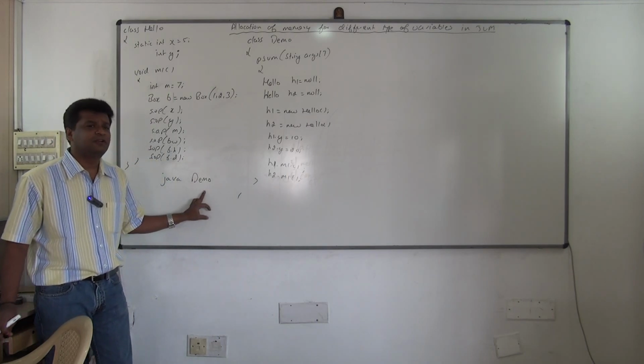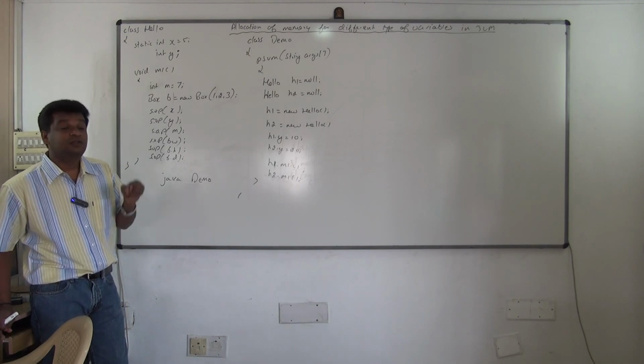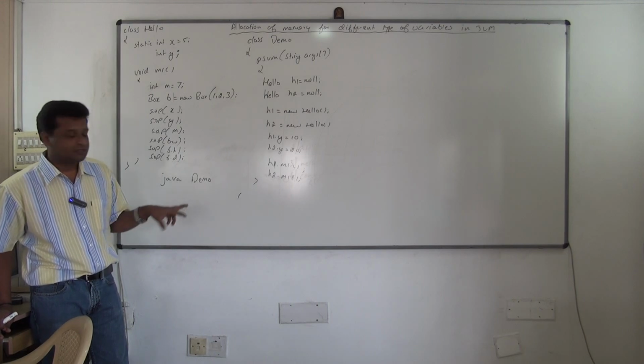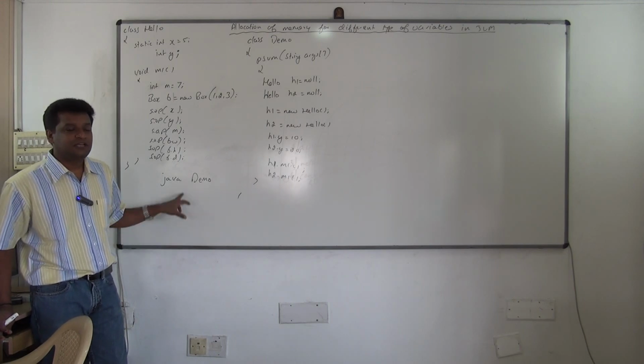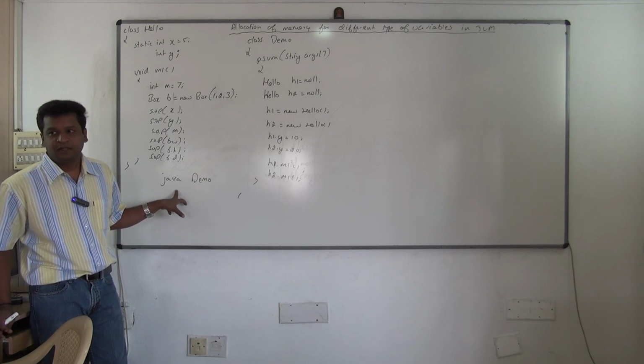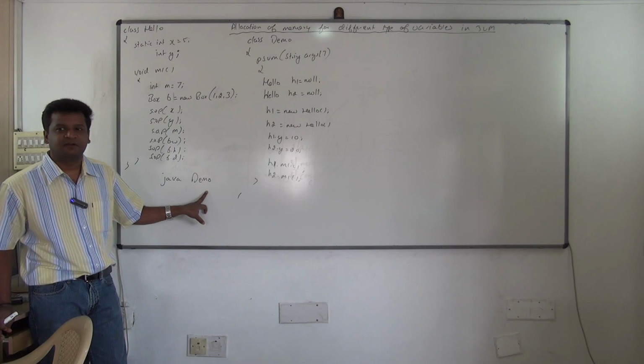So the first class will be loaded now. Which class will you load first? Among all the classes, you will pick the class which has the main method. So you'll write Java Demo. Java is a command. What will this command do? It starts the JVM. After starting the JVM, it will load Demo.class into the JVM. If this class is found, it will be loaded. Else you get the error, no class definition found.